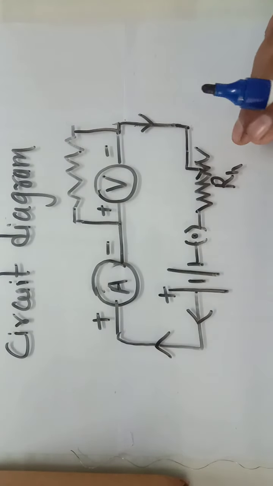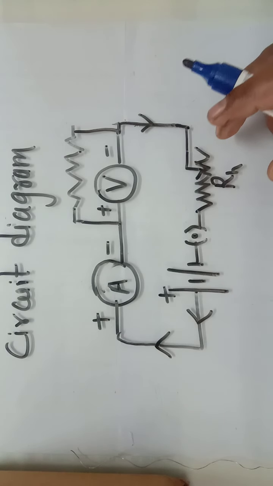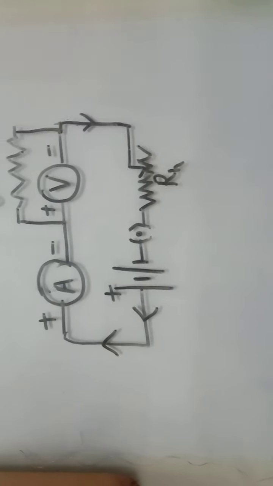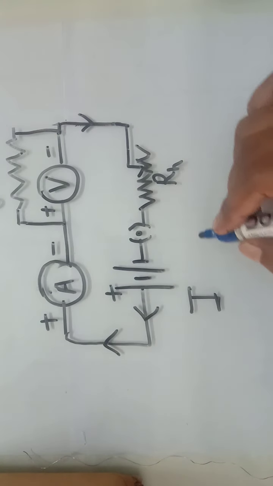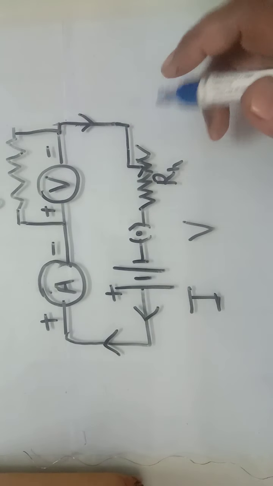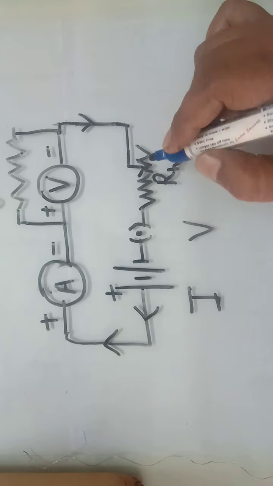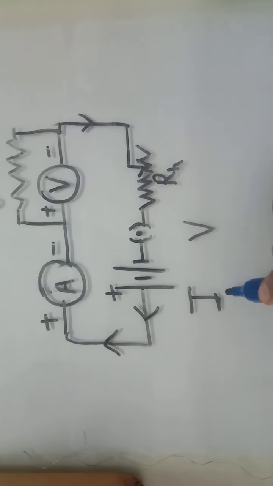how do we verify Ohm's law? We will verify that the current is increasing as the voltage is increasing. This is done by sliding the rheostat. By sliding the rheostat, the current intensity will increase.